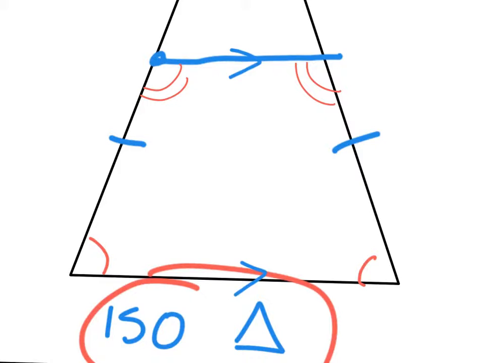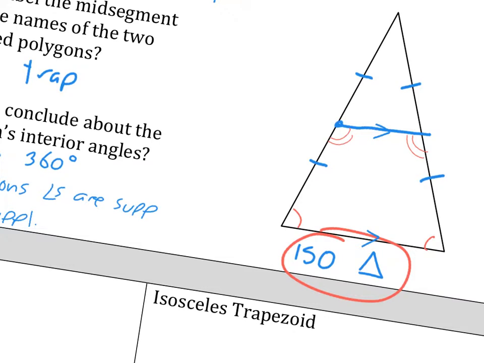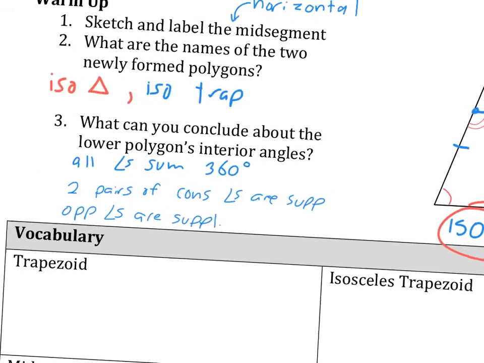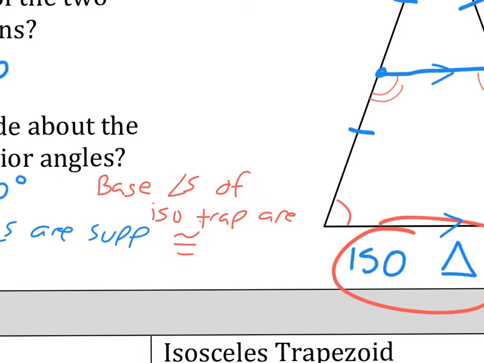So, what do we call those? We can't necessarily say top and bottom because it could be shifted like this. So, in the end, those have special names. They're called base angles. And so we could say that each pair of base angles of an isosceles trapezoid are congruent.